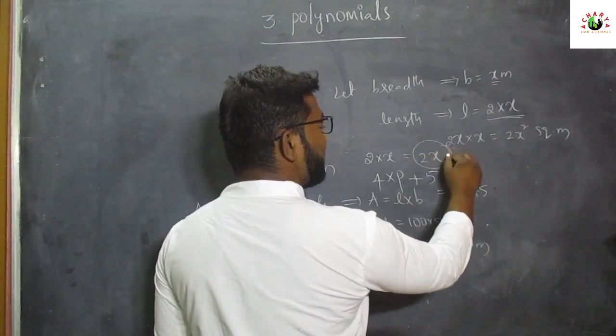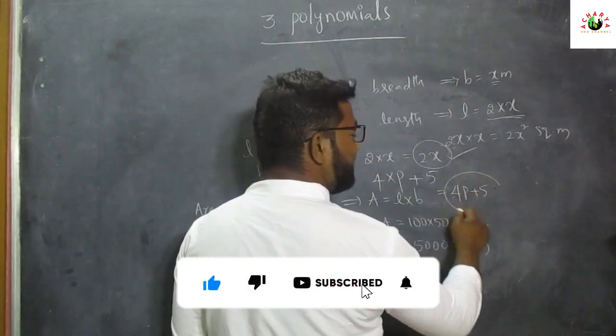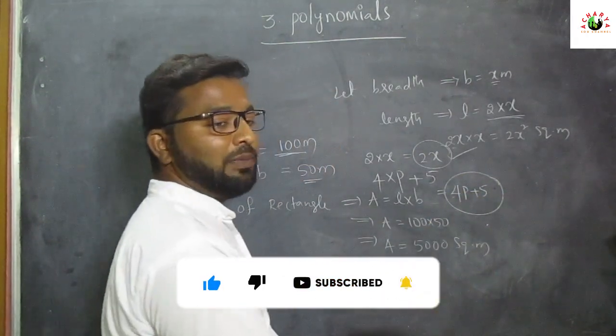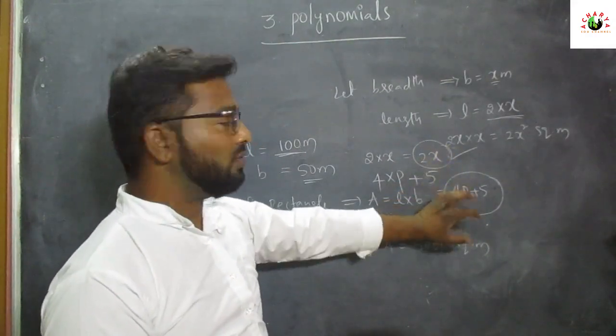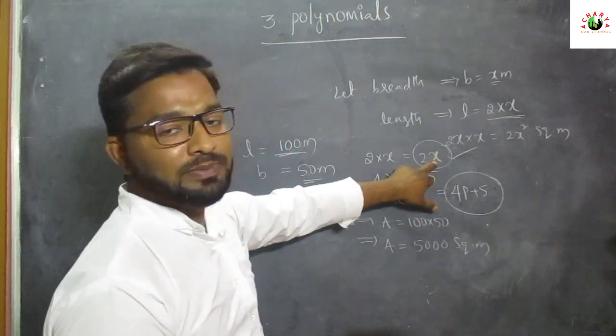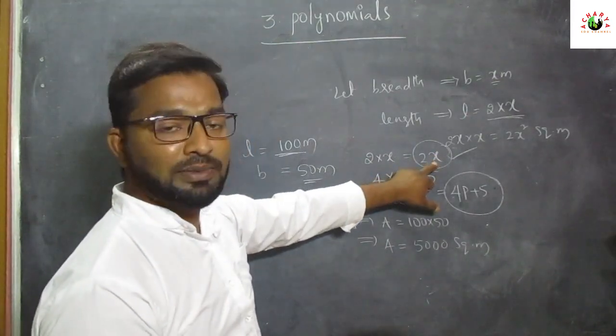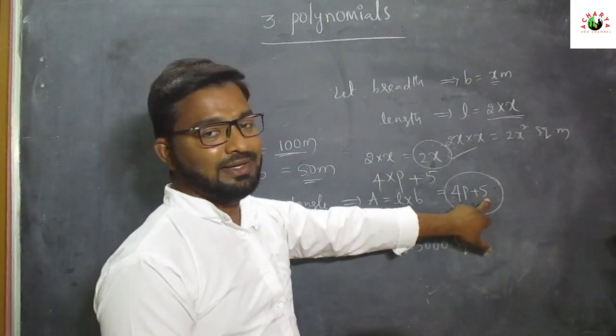2x is an algebraic expression in variable x. 4p plus 5 is an algebraic expression in variable p. But what is the difference between these two? Here we are not using a constant term; in this algebraic expression the constant term is 0. In this algebraic expression the constant term is 5.